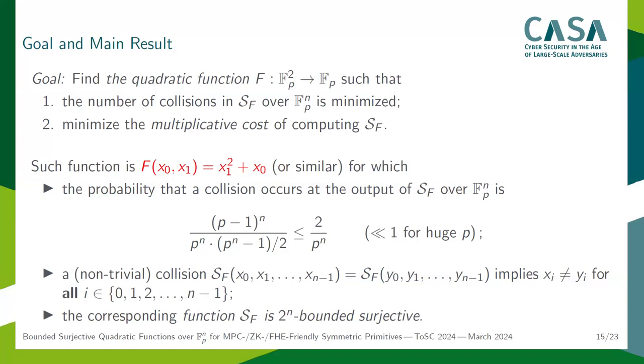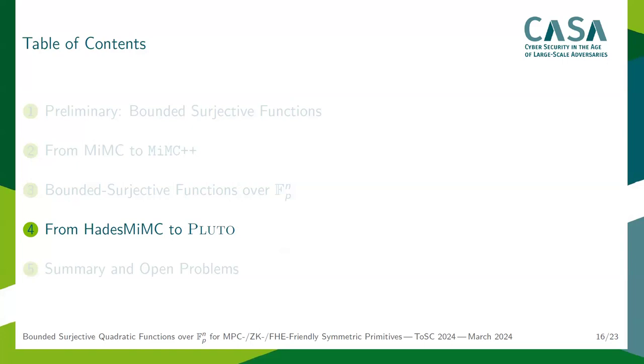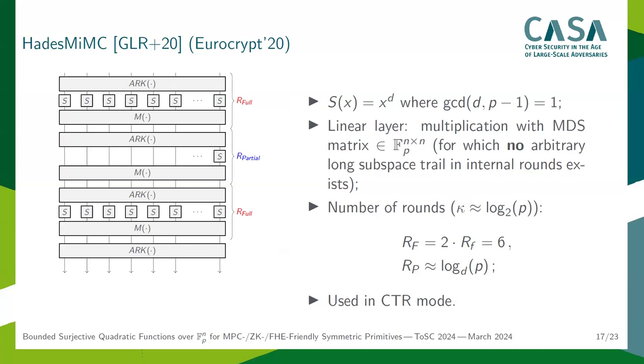Okay, so we have this result. Let's apply it on a concrete block cipher. The idea is to apply it to Hades MiMC. Again, Matthias already presented it, so just briefly, we have two different kinds of rounds. Rounds with a full S-box layer at the beginning and at the end, and rounds with a partial S-box layer in the middle. The S-box is again a power map. The linear layer is a multiplication with an MDS matrix. And the number of rounds is this one. We have three rounds at the beginning, three rounds at the end, and in the middle we have approximately log base t of p partial rounds.